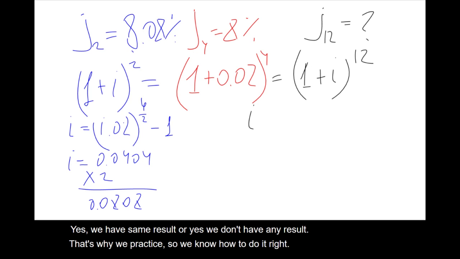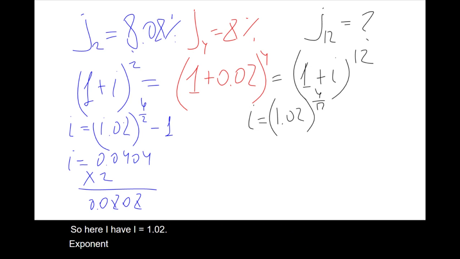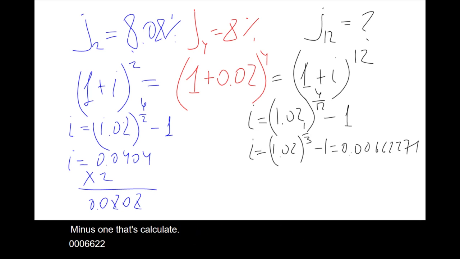So here I have i equals 1.02 exponent 4 over 12, minus 1. Let me put 1.02 exponent 1 over 3, minus 1. Let's calculate. 0.0066271 times 12.